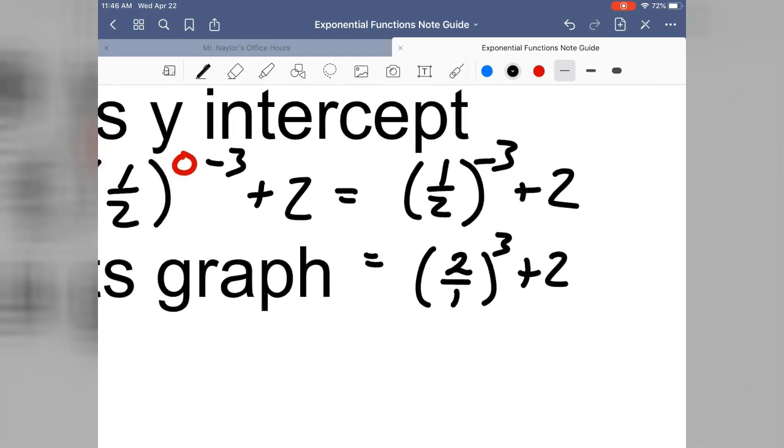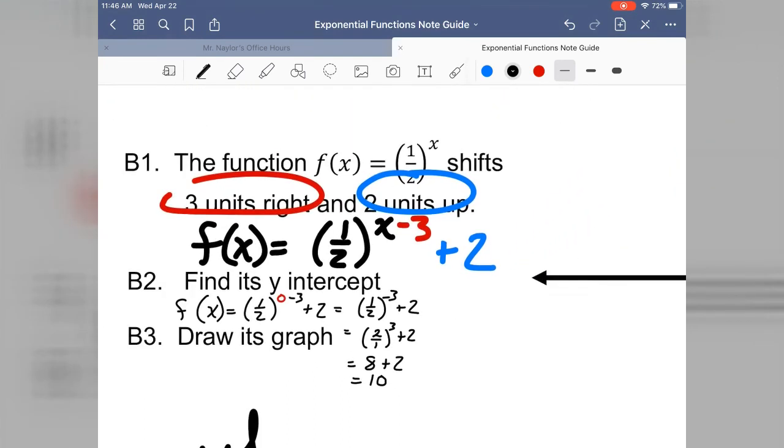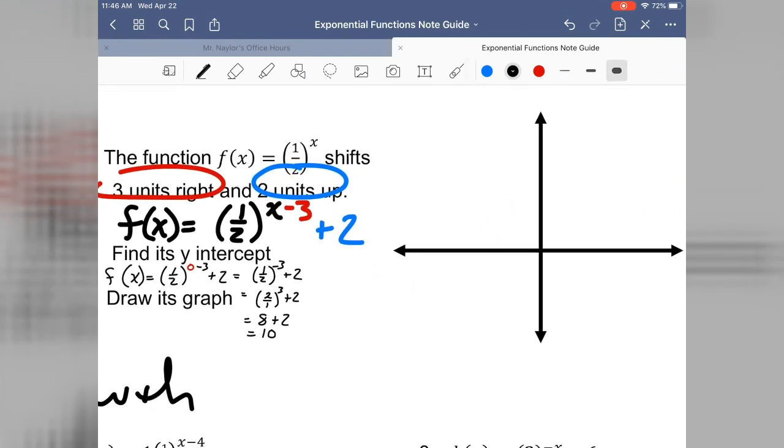That's good news, because now we can do 2 to the 3rd power, which is 2 times 2 times 2, and we get a y-intercept of 10. And that's going to be a helpful number when it comes to graphing this equation, because you can be guaranteed that the y-intercept is at 10. We can label that. What else do we have?